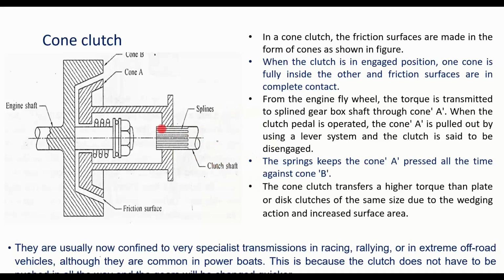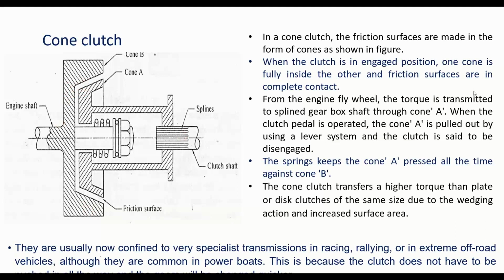Here you can see it is a spring-loaded arrangement which will keep them in tight contact. In the dog teeth clutch we saw there was no question of any spring, because it is a gear-like arrangement which will avoid the slipping. Here, if there is no other force acting in the opposite direction, both of them may not be kept in contact all the time. In order to avoid that slipping, there is a spring which will always keep the two friction surfaces, cone A and cone B, in tight contact.